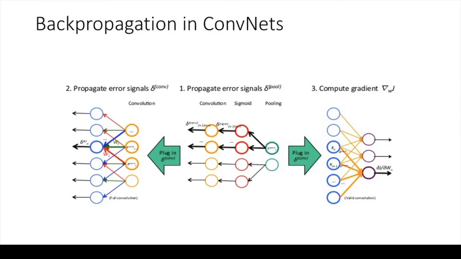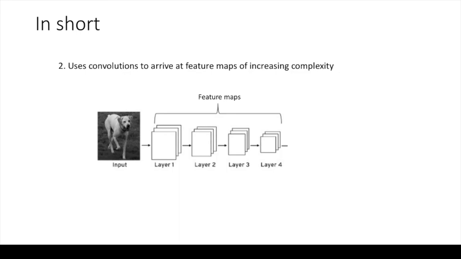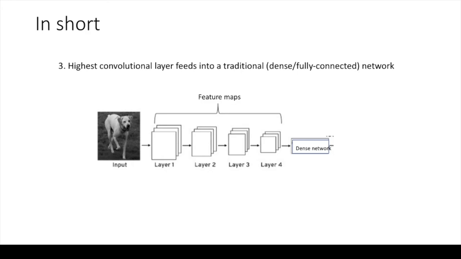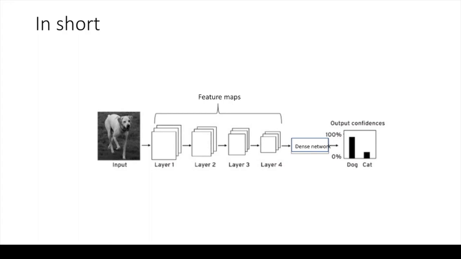In short, a ConvNet takes an input image and transforms it via convolutions into a set of feature maps with increasingly complex features. The features at the highest convolutional layer are fed into a traditional neural network. This network outputs confidence percentages for the categories the network is working with. The category with the highest confidence is returned as the network's classification of the image.